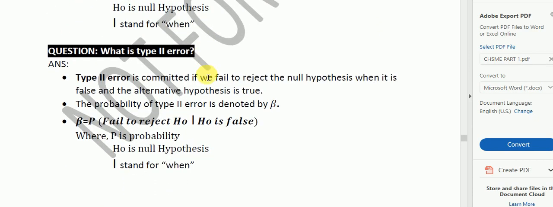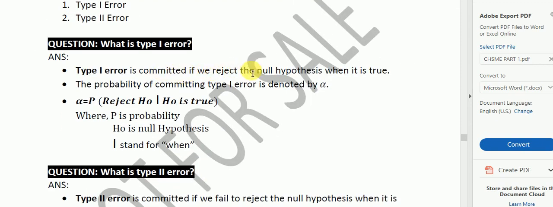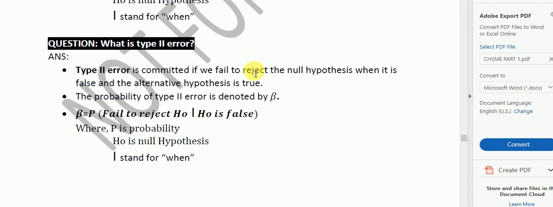Okay, so what's type 2 error? Type 2 error is committed if we fail to reject the null hypothesis when it is false. So here we rejected the null hypothesis when it was true, and here we failed to reject the null hypothesis when it was false. In both the cases the situation should have been opposite. That's why these are called errors. And this type 2 error's probability is represented by beta.